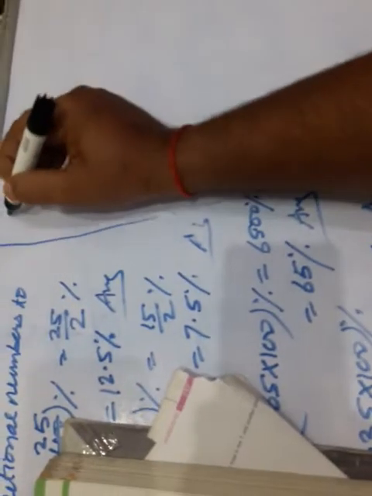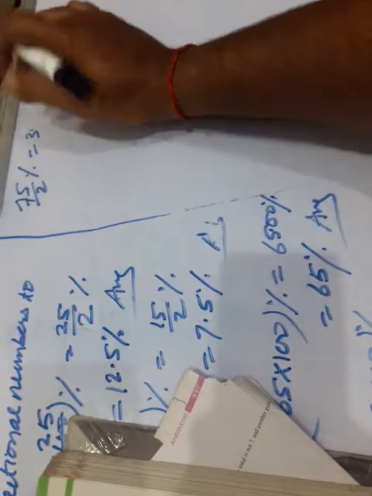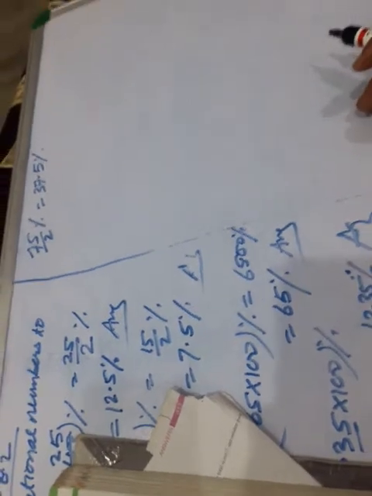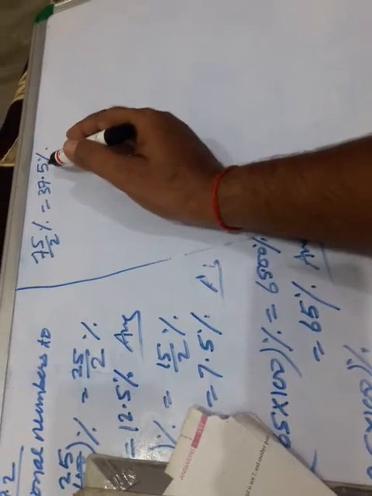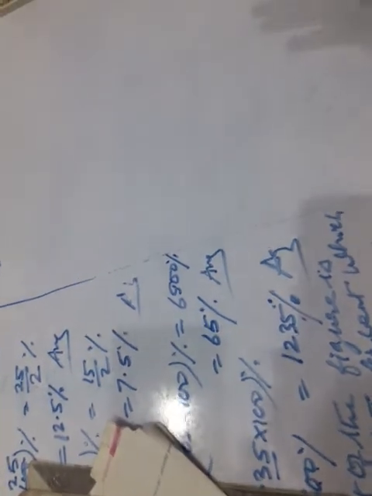What is 75 upon 2%? Convert it into decimal. 75 upon 2 means 75 divided by 2, and 75 upon 2% equals 37.5%. Okay children, how? 2 3s are 6, 2 7s are 14, and this one is remainder. This is 37.5. This is how we can convert a fraction into percent, and when a picture is given, we convert it into a fraction and then into a decimal.